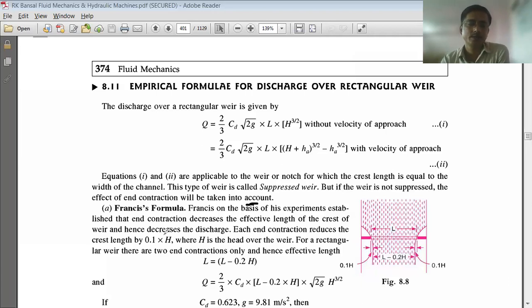So some scientists have come and they have given some formulas. One of the scientists is Francis, the Francis formula. So this formula is in our syllabus. We are going to see the Francis formula. He has done various experiments in the US, in Massachusetts. Okay, at that place he has done various experiments, and based upon his experiments and observations, he has given some formula here, an empirical formula.